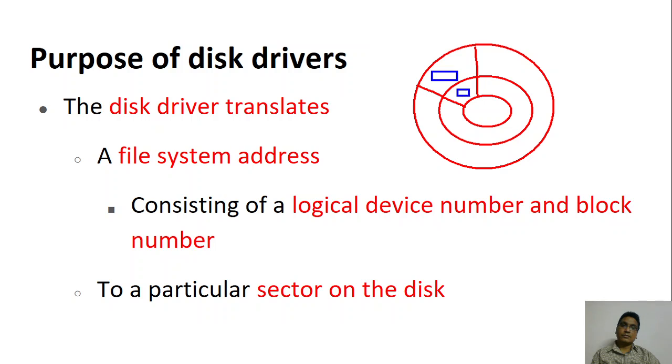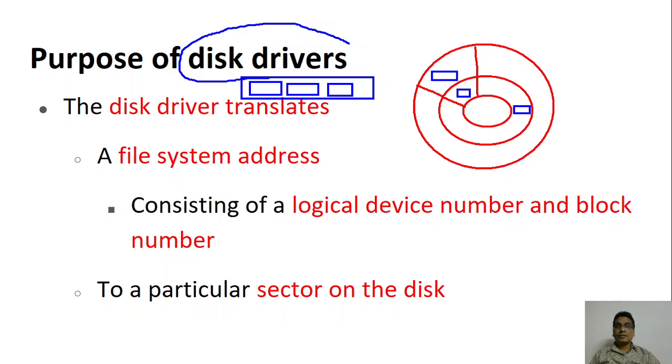In other words, when we say that I have a file here, we look at the file as a block of data. Now when we really want to save this particular file, we have to identify the sector in which these blocks need to be saved. And who is going to do that particular work? That work is carried out by the disk driver. So the disk driver translates our block addresses.